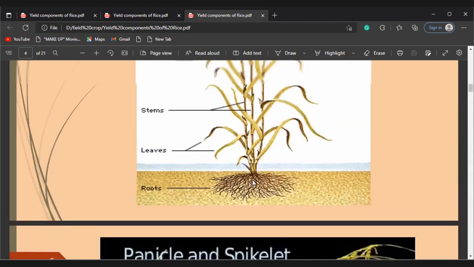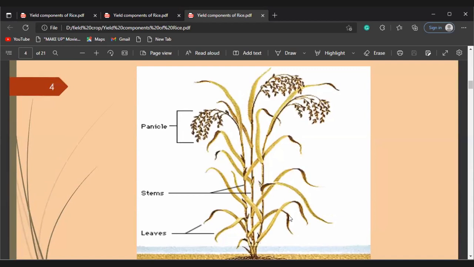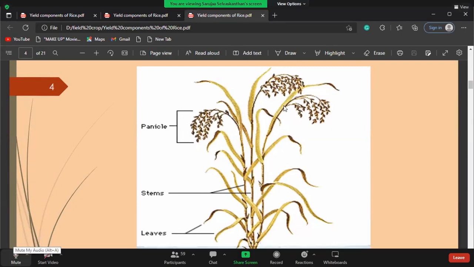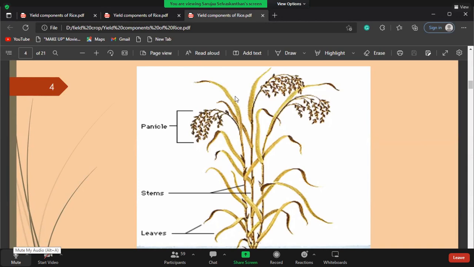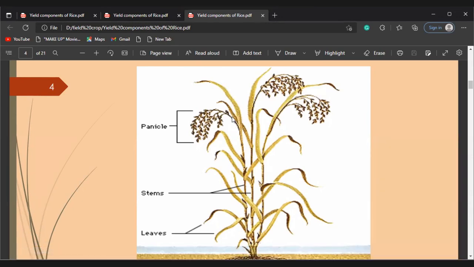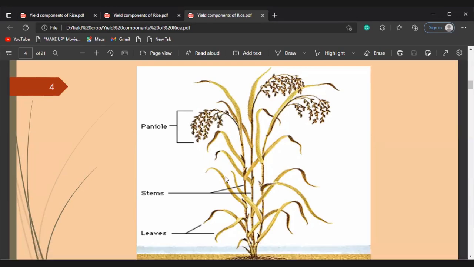Then normally this is what you see in the field. This is below the soil, and what are the leaves here? Those are the flag leaves. How can you differentiate them from the other leaves? That's a special character: it is somewhat erect and is the uppermost leaf near the panicle. Yes, these are the panicles.